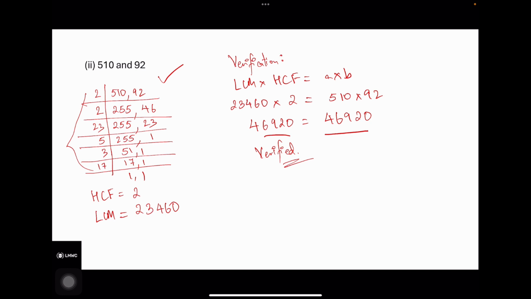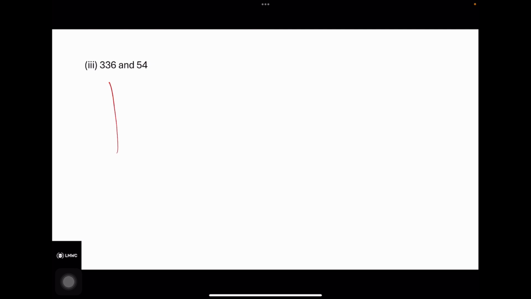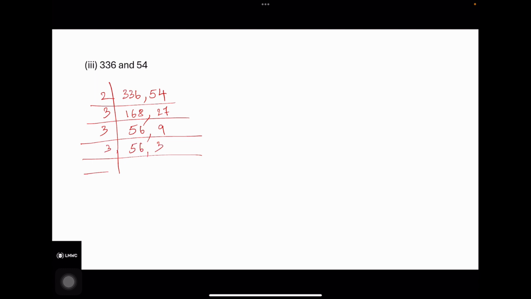So next, 336, 54. So 2 times 168 is equal to 336. Then 2 times 27 is 54. Next we can do with the 3. So 3 times 56 and 3 times 9. Then we have 3. Well, 56, we'll copy it down. 3 times 3 is 9. Then 56, copied down. 3 times 1 is 3.